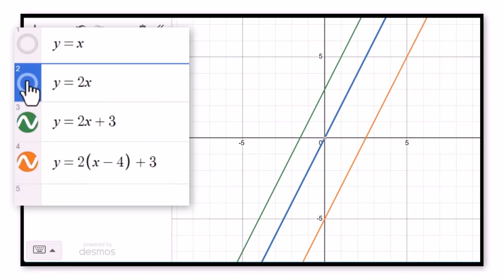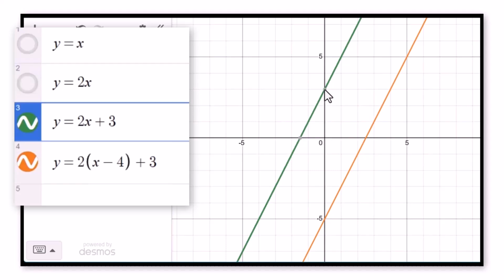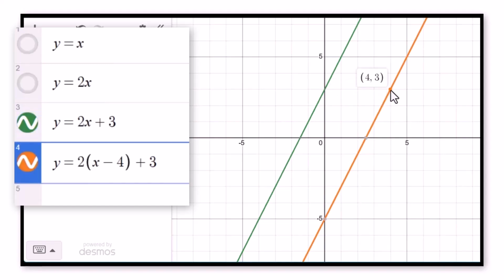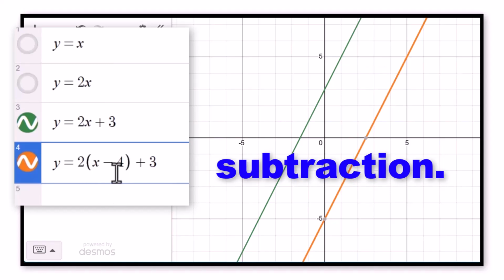Let me take this one off so we can just compare these two. I did a -4, and this line went forward 4 units. Think about that point again. The one that started at 0, 0 and then went up here to 0, 3. Where is that point now? It transformed by shifting forward 4 units, 4, 3. So when it was inside the parentheses, it went forward if I did subtraction.